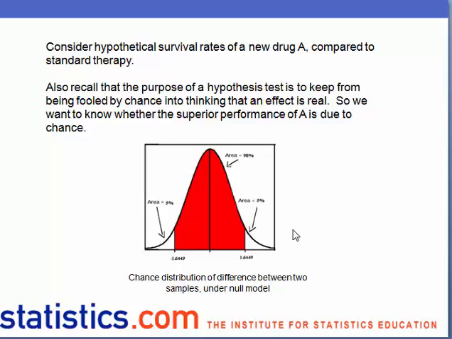If it had come out in reverse, that standard therapy did better than A, we wouldn't, as I say, be going to a hypothesis test. So the protection we need against fooling ourselves is only taking effect in the case where A outperforms B, in essence, on one side of the spectrum.